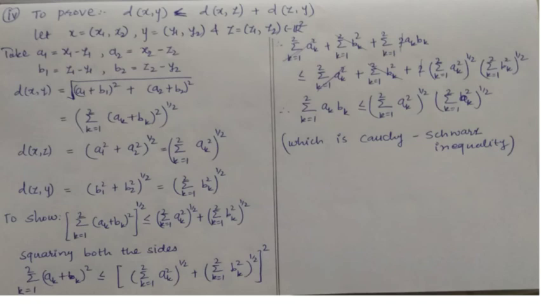So this is also true for the summation term which we have shown, and it is also true for dxy less than or equal to dxz plus dzy. So hence we proved property number 4, and finally we have reached that R2 with this metric D, dxy equal to square root of (x1 minus y1) whole square plus (x2 minus y2) whole square, is a metric space.